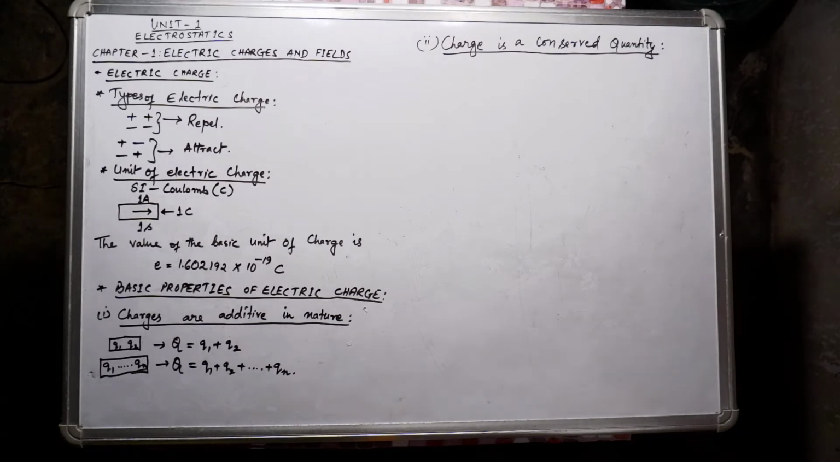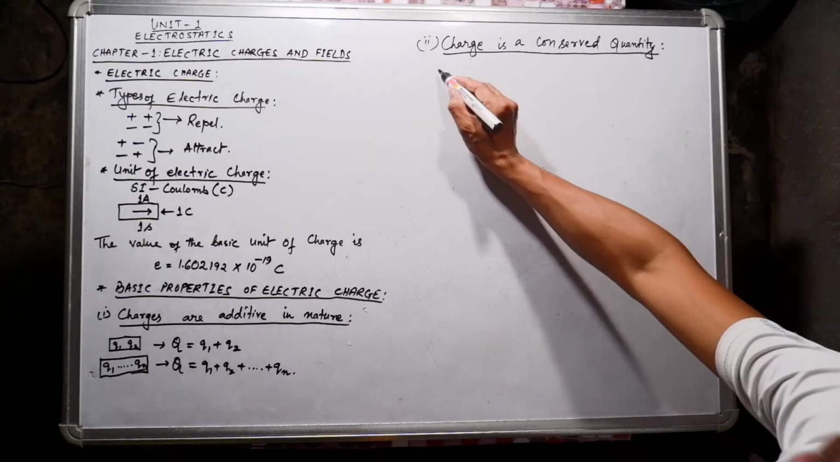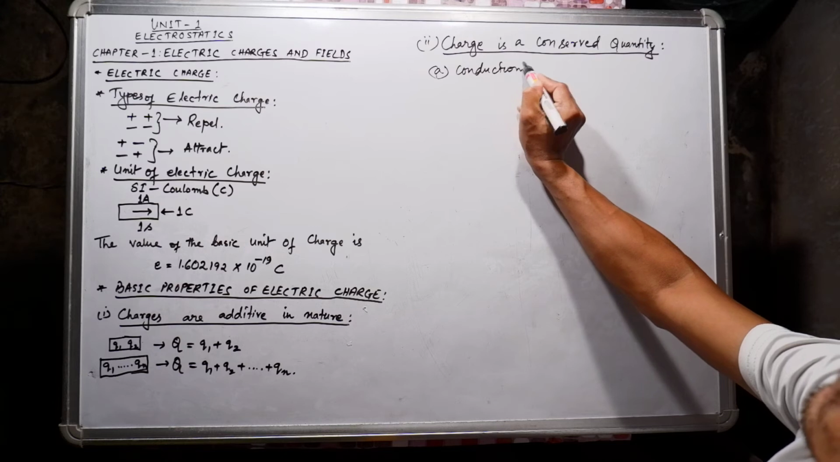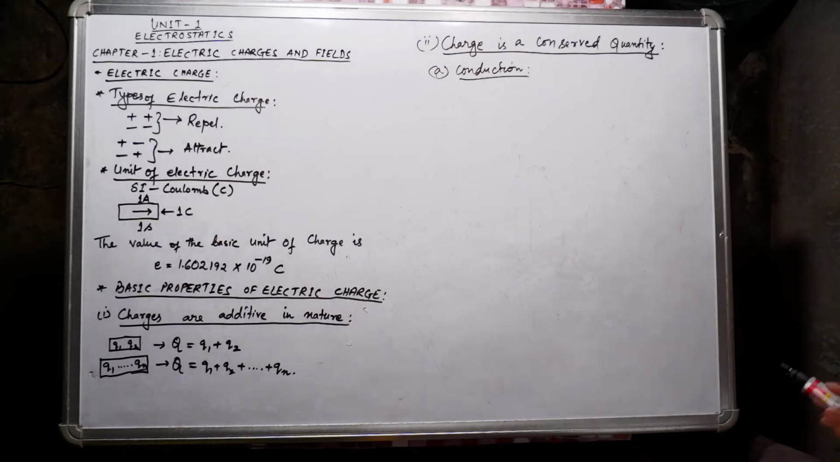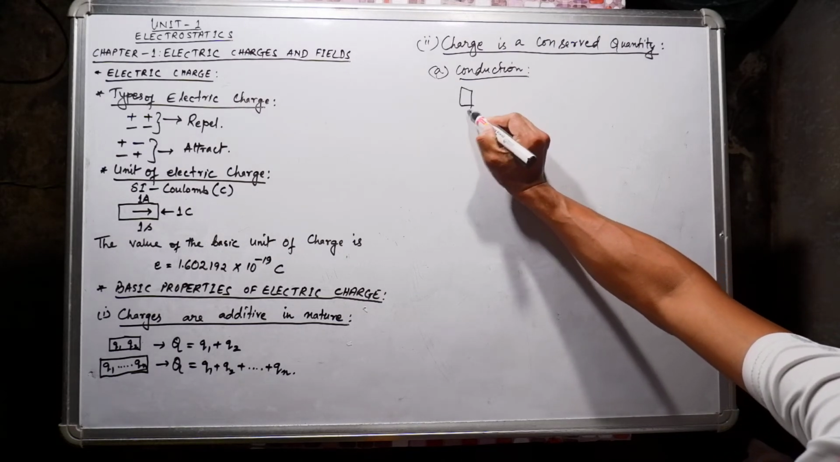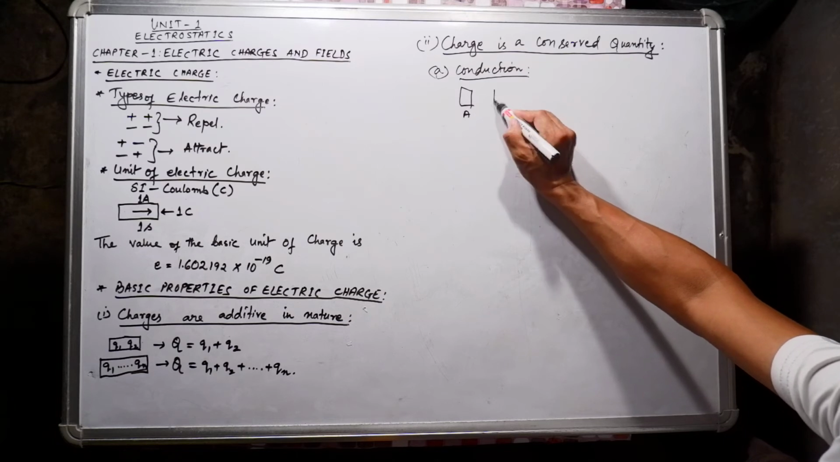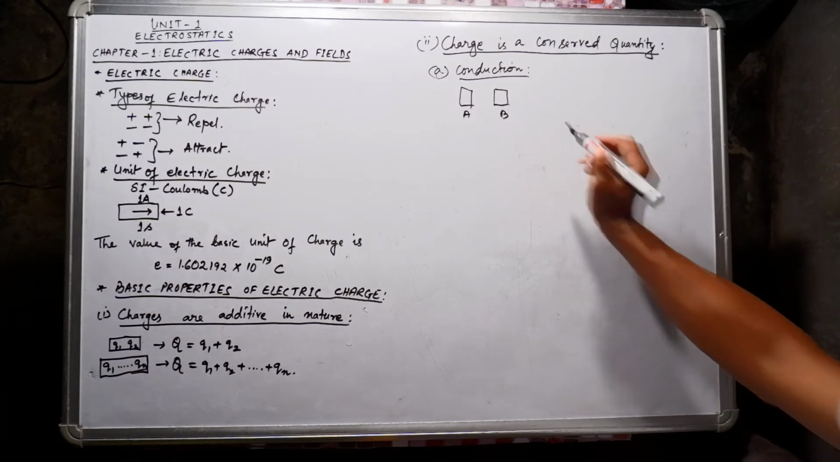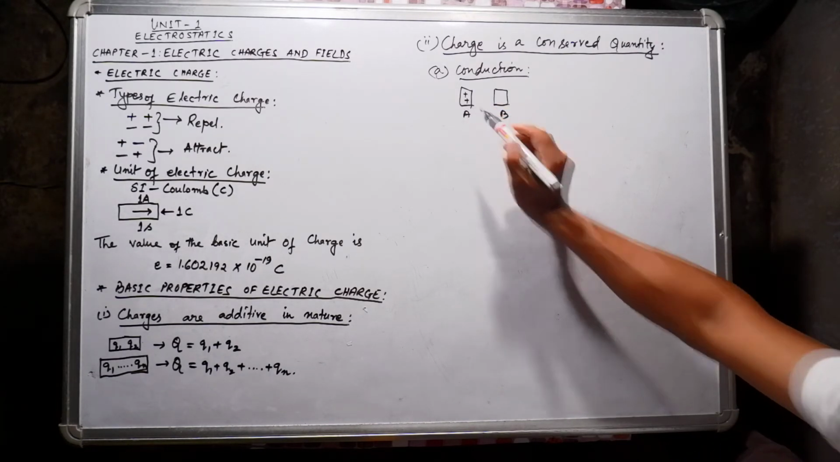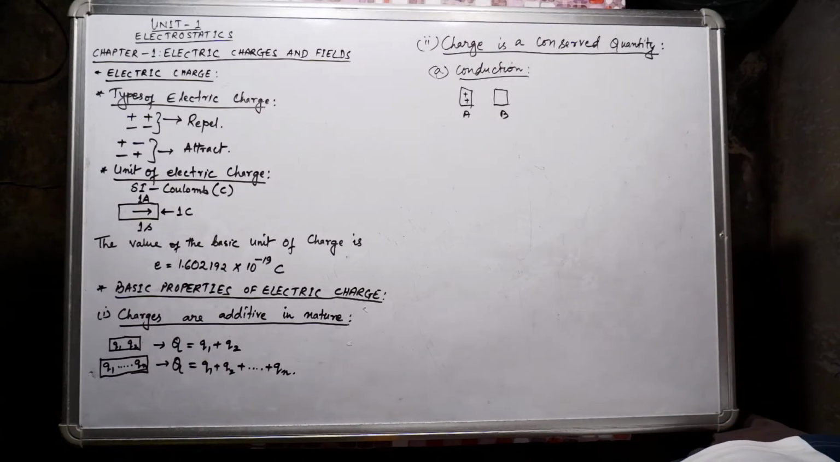Now, to do the transfer of charge, let us take two methods. Number one is conduction and number two is induction. Let us see the first method, that is conduction. In this method, we should have two bodies. Let us say body A and body B. Let us say body A is a charged body and body B is a neutral body.